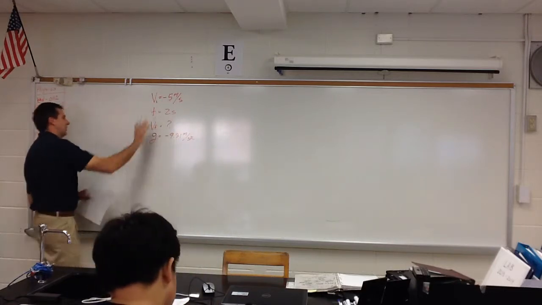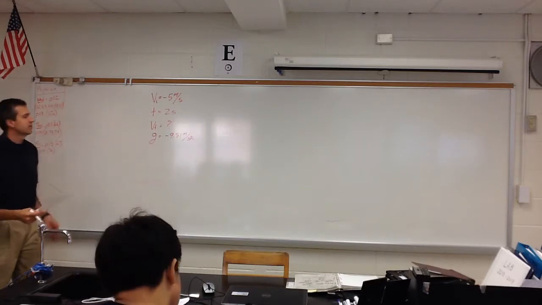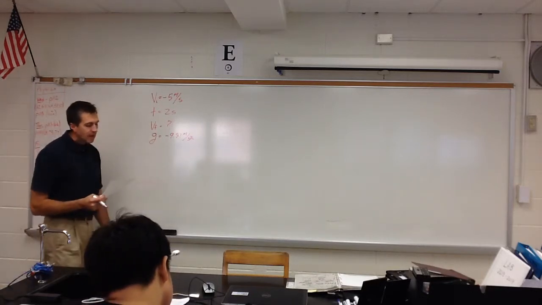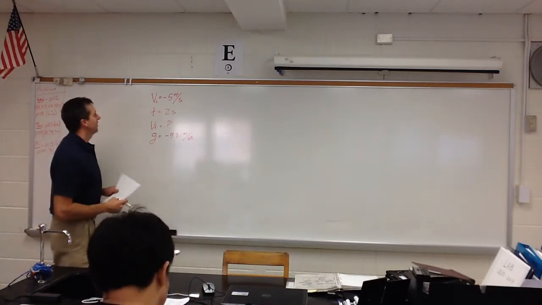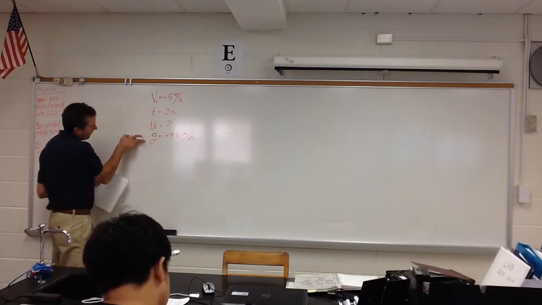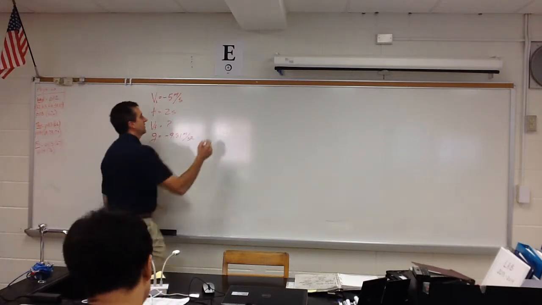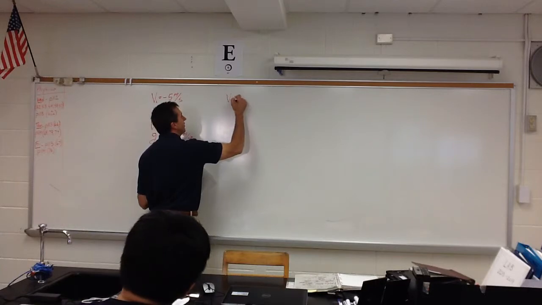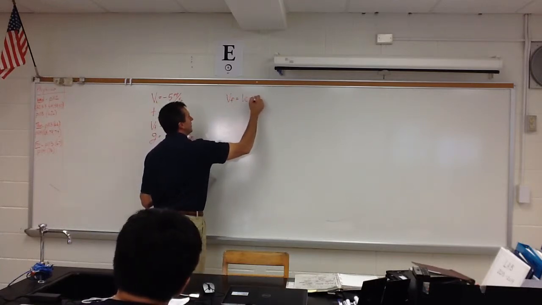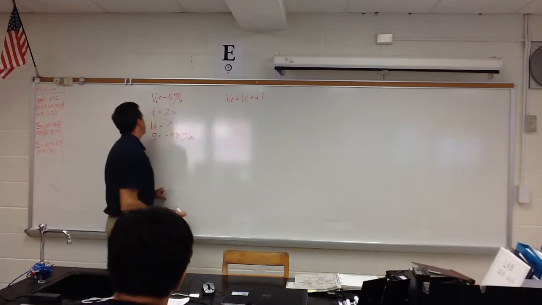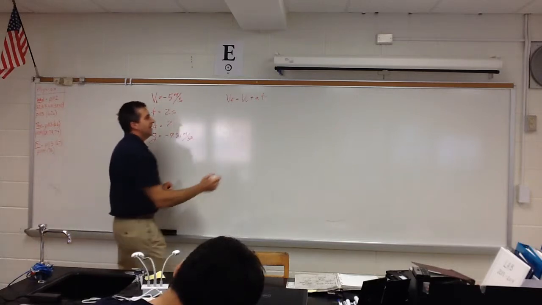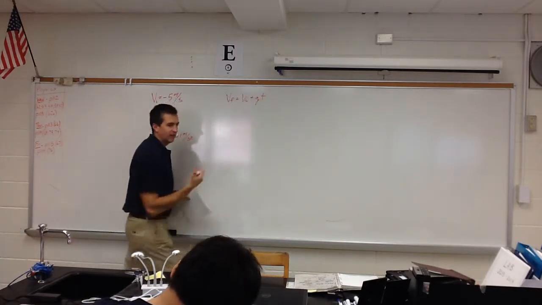So these are our givens. The first one asks, what's the final velocity? If I look at these four things, the equation that should come to mind is Vf equals Vi plus at, the a being a g in this case because it's gravity.